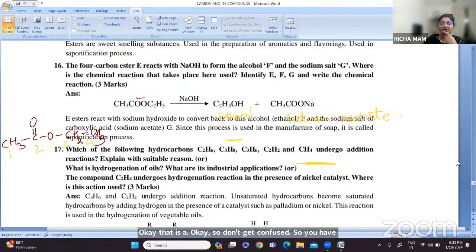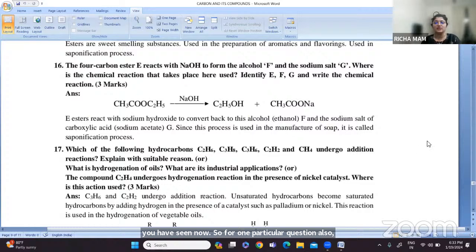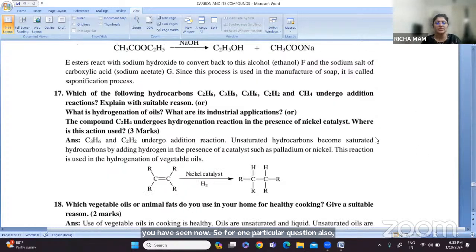There are different ways of asking the question, as you have seen now. For one particular question, there are different ways of asking it. Like this, the question can be twisted. Next question: which of the following hydrocarbons, C2H6, C3H8, C3H6, C2H2 and CH4, undergo addition hydrogen reaction? Explain with suitable reason.